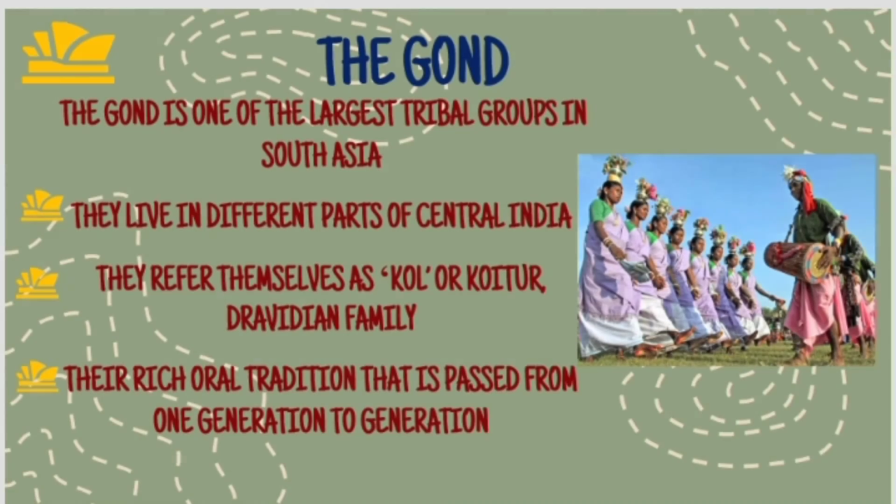The first kingdom is the Gond Kingdom. They are also called Gondas. They were in the central part of India. This dynasty was the largest dynasty. They are also referred to as Kol and they belong to the Dravidian family. They had a rich oral tradition which was passed from one generation to another.